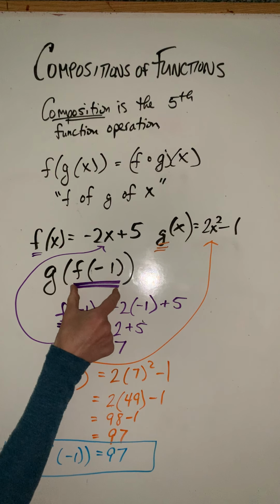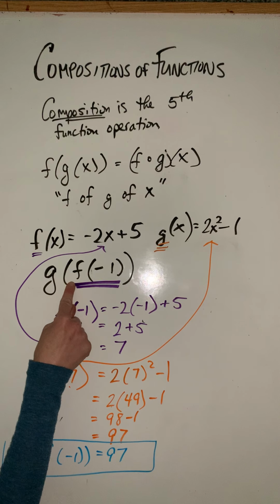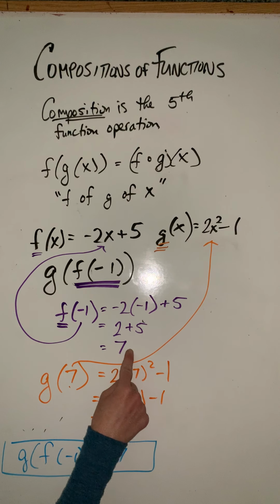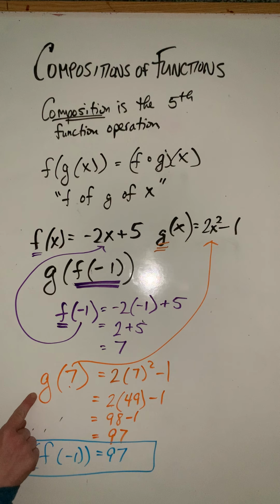Okay, so you're always going to start with the innermost function, substitute that value into whichever function is identified. Once you get that answer, you're going to substitute it into the other function, the function on the outside, for that particular x value. And then the value you get at the end is your final answer. Okay? All right, that's not so bad.